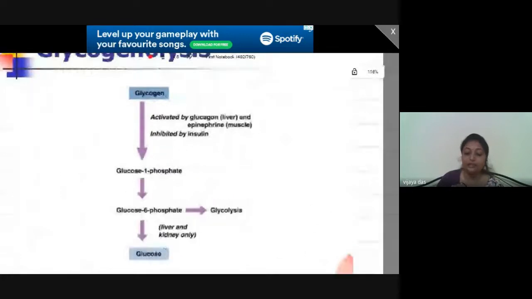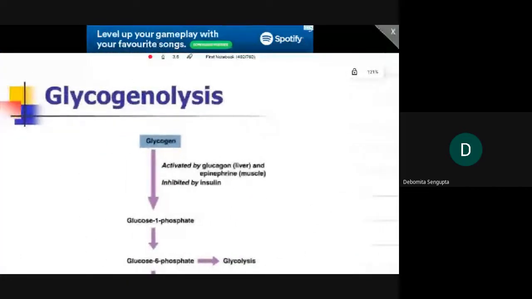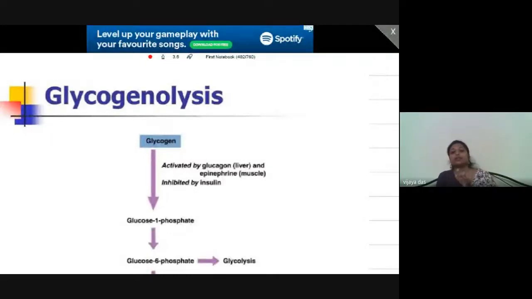Yes. Ma'am, how is branching related to solubility? It actually relates to the surface area.